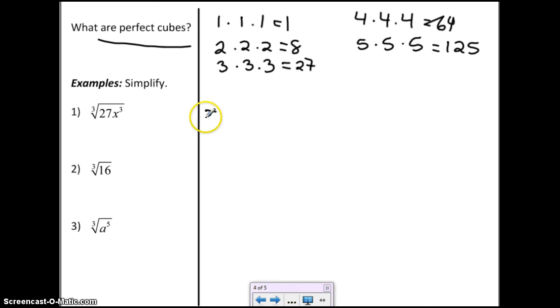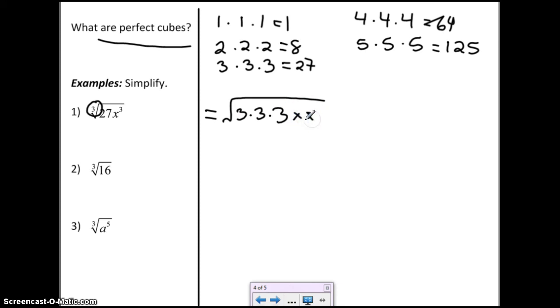So I'm going to do this the exact same way. The only difference is I'm going to see this 3 right here. That means I'm looking for 3 of a kind. So a cube root instead of a square root. I'm still going to break down 27 into 3 3's, and I see that that is one of my perfect cubes right there. And then I also have 3 x's.